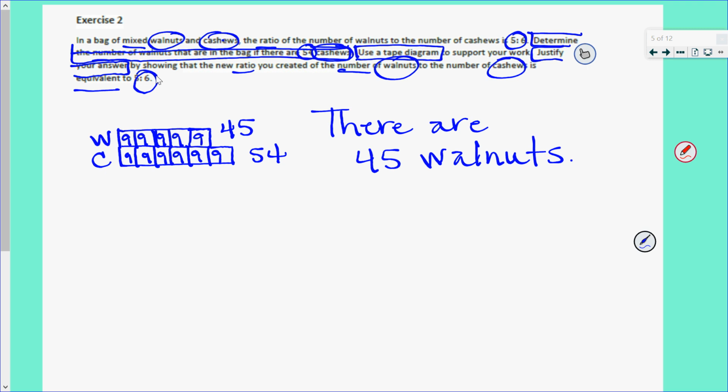Okay. Now, how are we going to justify this? What can we do to check it? I've got my original ratio, and then I've got 45 to 54. It says justify your answer by showing that the new ratio, right here, new ratio is equivalent to 5 to 6. Yes. Cross multiply. And like I told the last group, I'm not going to do the word problem. So what is 54 times 5? 54 times 5 is what?